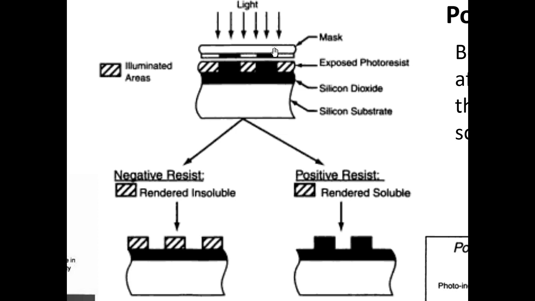In the case of a negative resist, the areas that are transparent will remain. So you have to design your mask differently depending on whether you will be using a positive or a negative photoresist.